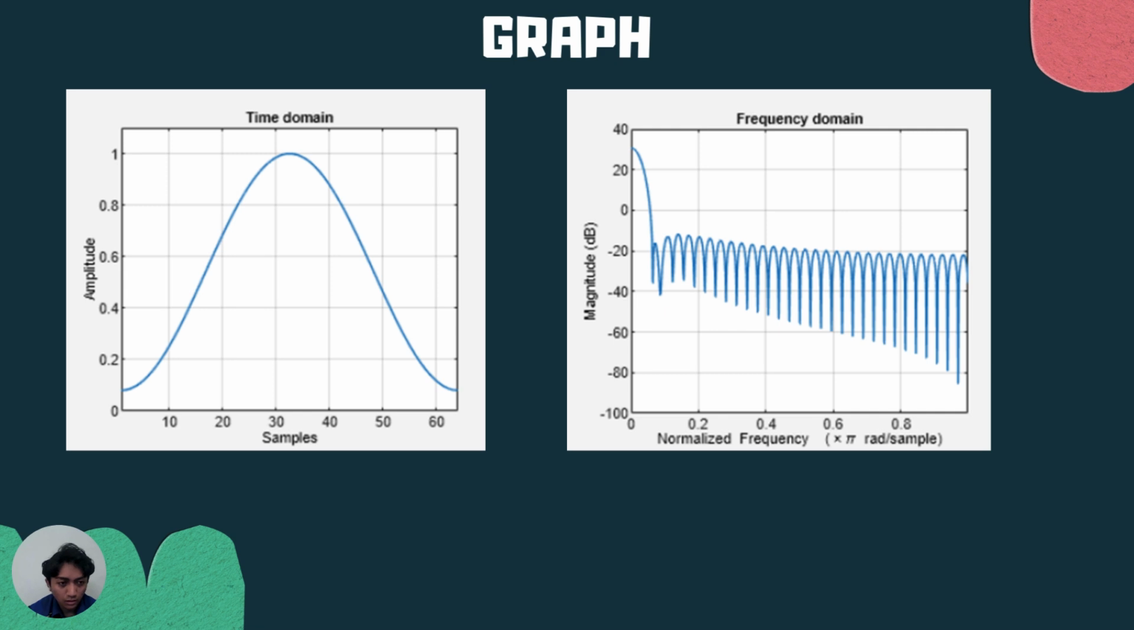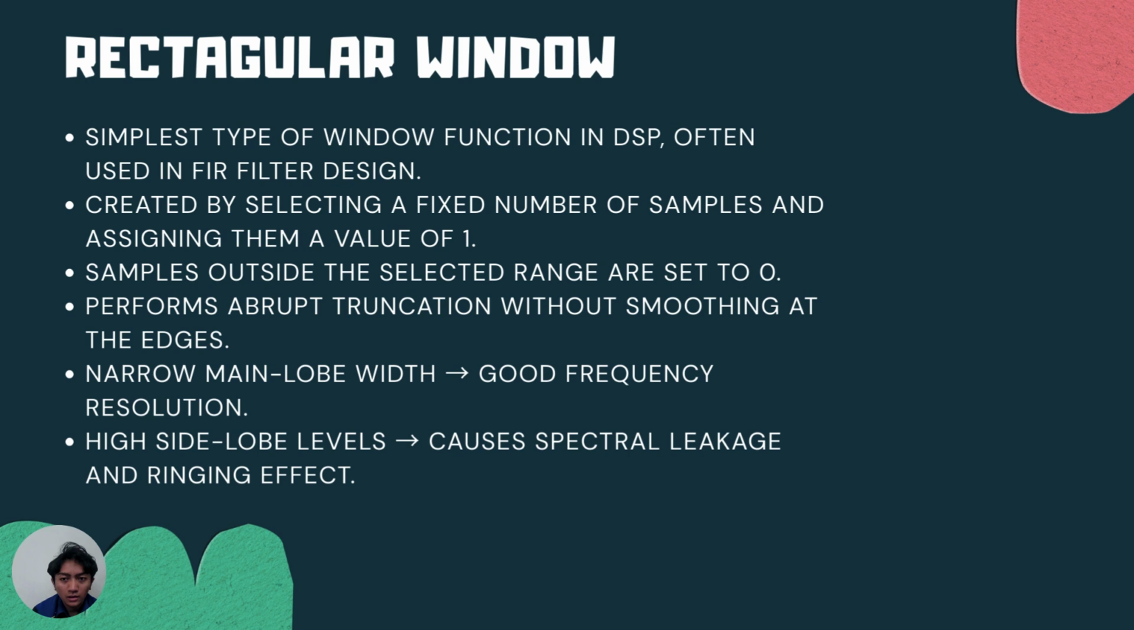After this is the graph for the Hamming window. As you can see, we have the time domain and frequency domain. You can see this is the time graph. And then you can see the amplitude and sample, and magnitude and normalized frequency. Move on to the next slide.